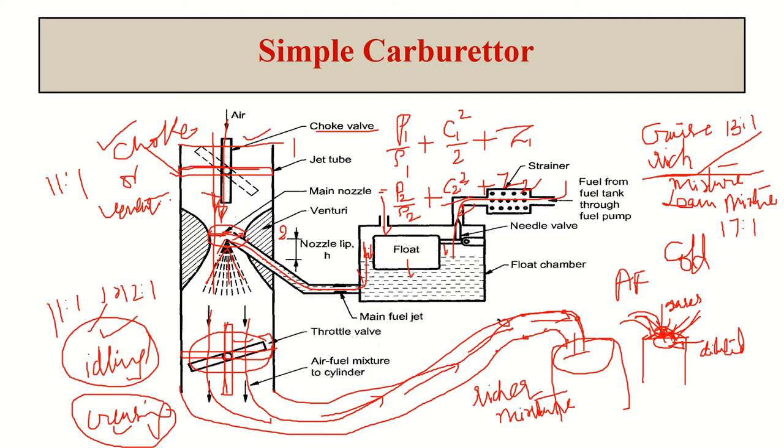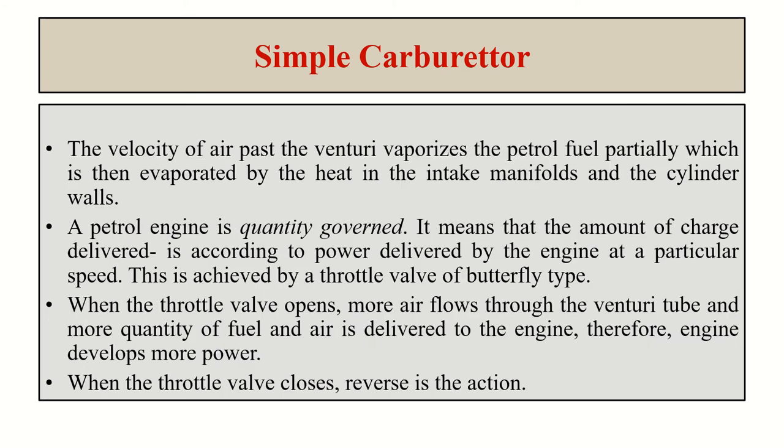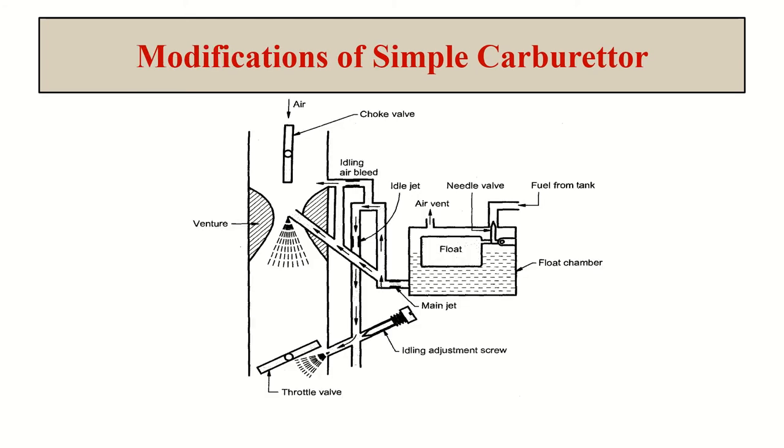The idea of providing the venturi is this. This is what you can call a simple carburetor, how it mixes fuel with air and supplies it. But is this capable of supplying a varying air fuel ratio depending on the conditions? This is not able to. That's why we need to improve or modify this. All these things are explained over here. Let us look at how we can modify this.